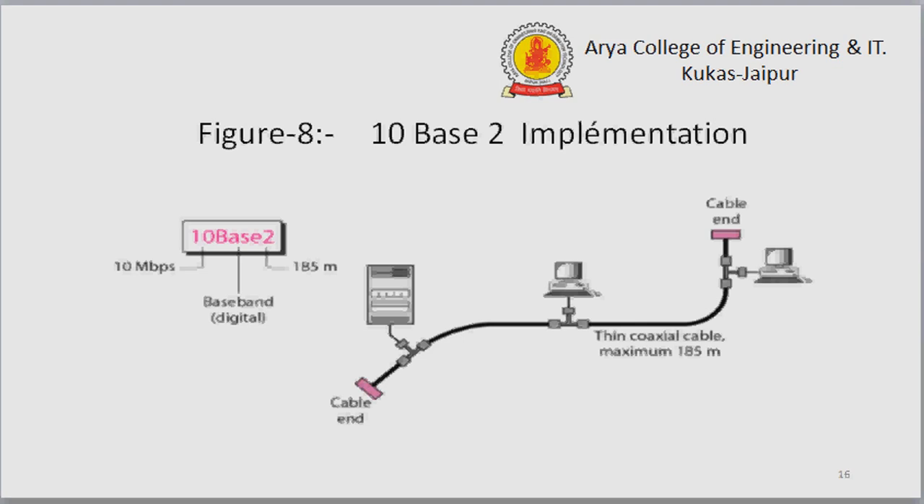Next diagram is for the 10Base2 implementation. Here 10 stands for 10 Mbps speed, Base for baseband, and 2 for 185 or 200 meter length. This is the second implementation of the traditional Ethernet. It uses relatively thin coaxial cable and bus topology. This is a lower cost system than 10Base5 and used for personal computer LANs.